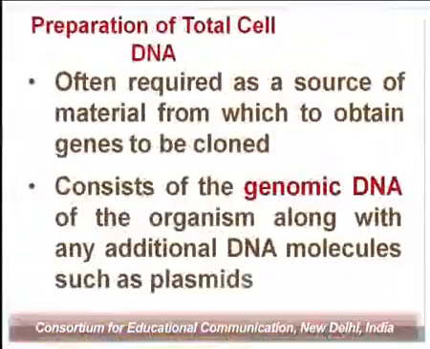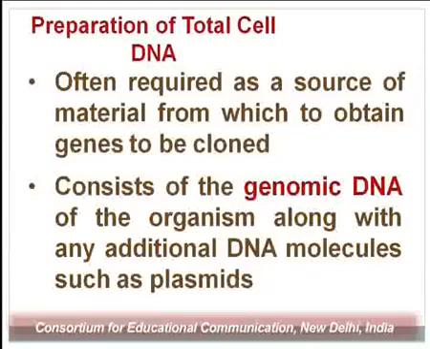So, this source material, the DNA, comes from any of the cells: the bacterial cell, the plant cell, the animal cells, or even the bacteriophages. Now, total cell DNA consists of the genomic DNA or the chromosomal DNA of the organism, along with any other additional DNA molecules such as plasmids. We have seen that plasmids can be used as cloning vectors.